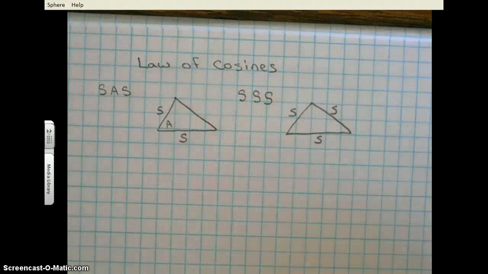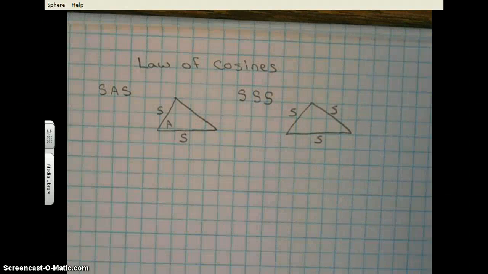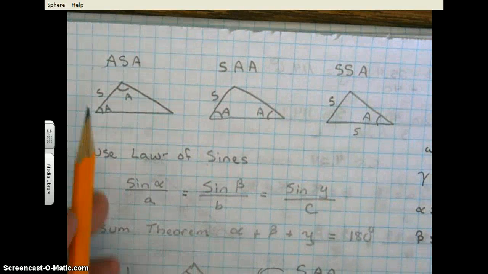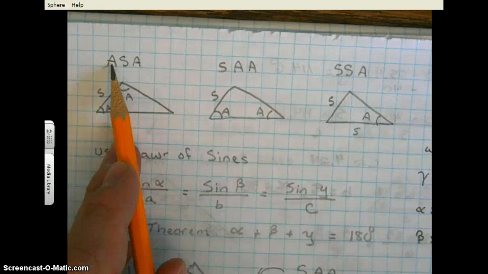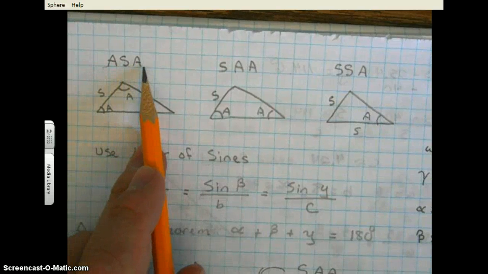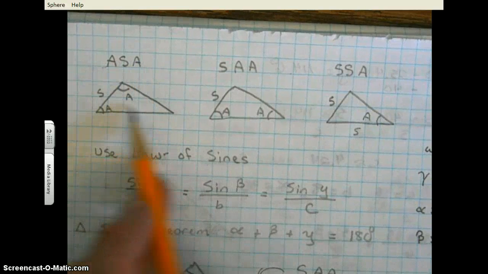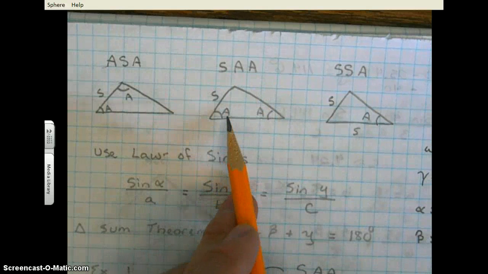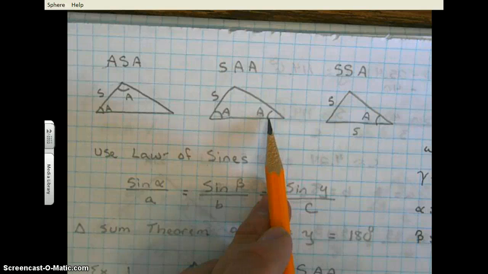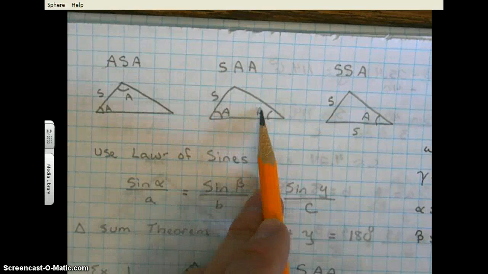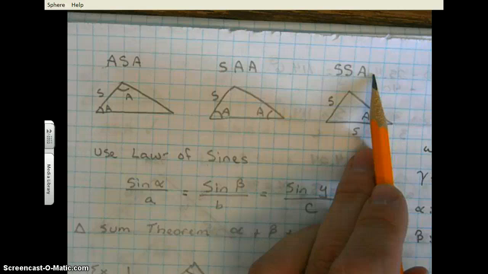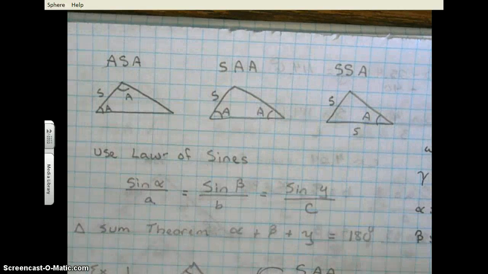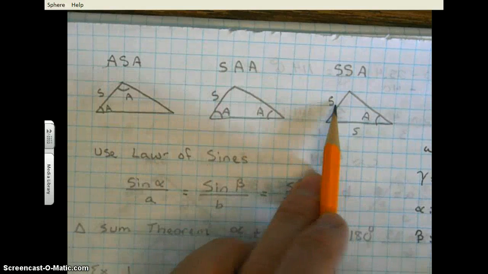Okay, law of cosines. If you'll recall law of sines, we were dealing with triangles where we were given angle, included side, angle, like this. Side, angle, angle, side, angle, angle. Consecutive pieces here. Side, side, angle, side, side, angle. Well, those are the types of triangles we use law of sines.